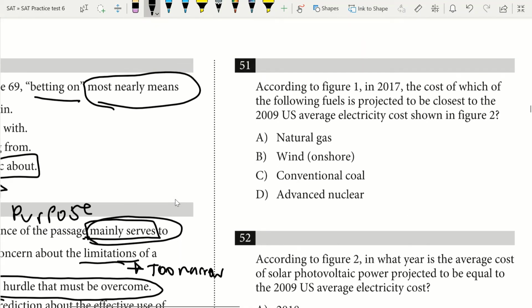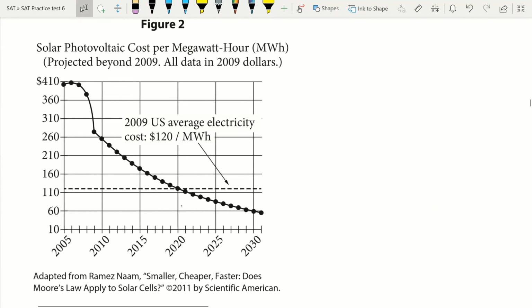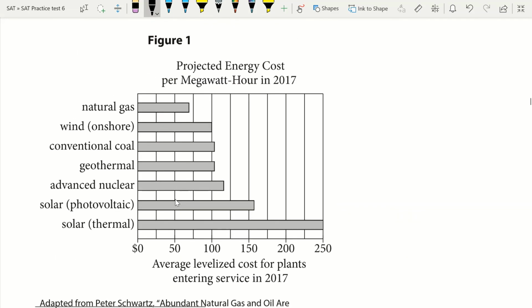51, according to figure 1 in 2017, the cost of which of the following fuels is closest to the 2009 average U.S. energy cost in figure 2? So we go to figure 2, let's find that cost, and then bring it over and look at which material has that same cost. We see that our 2009 U.S. average energy is 120 kilowatts per hour. So we go find that in this figure 1.